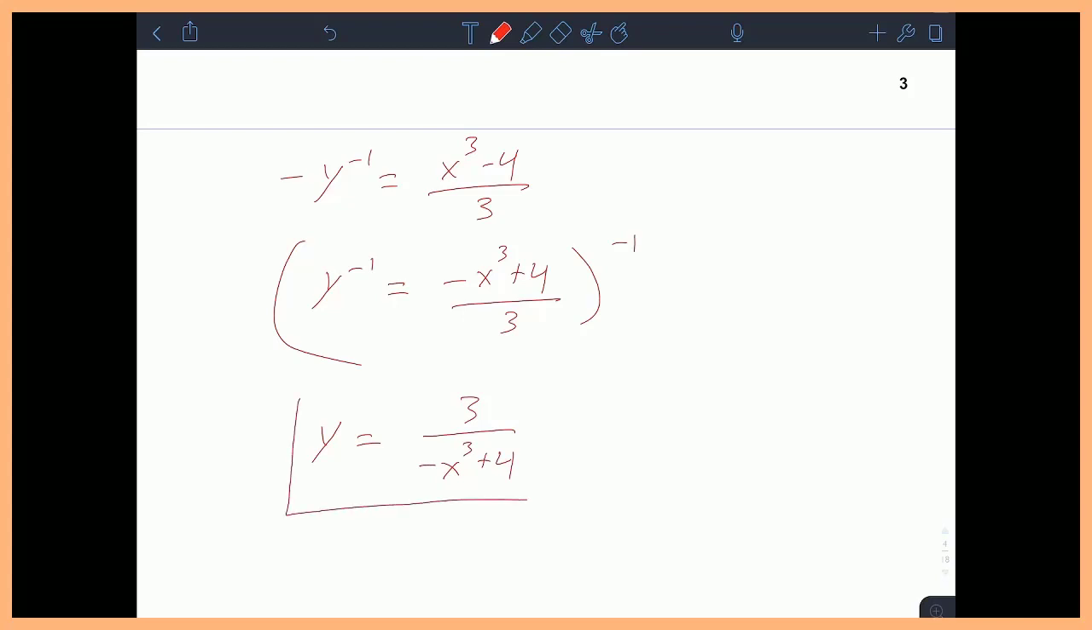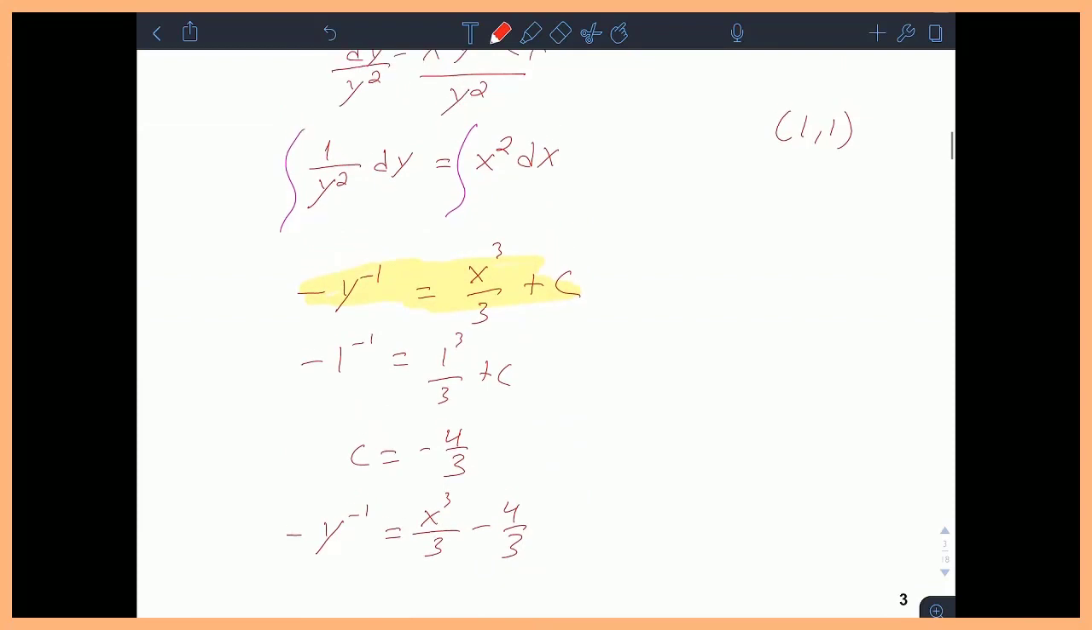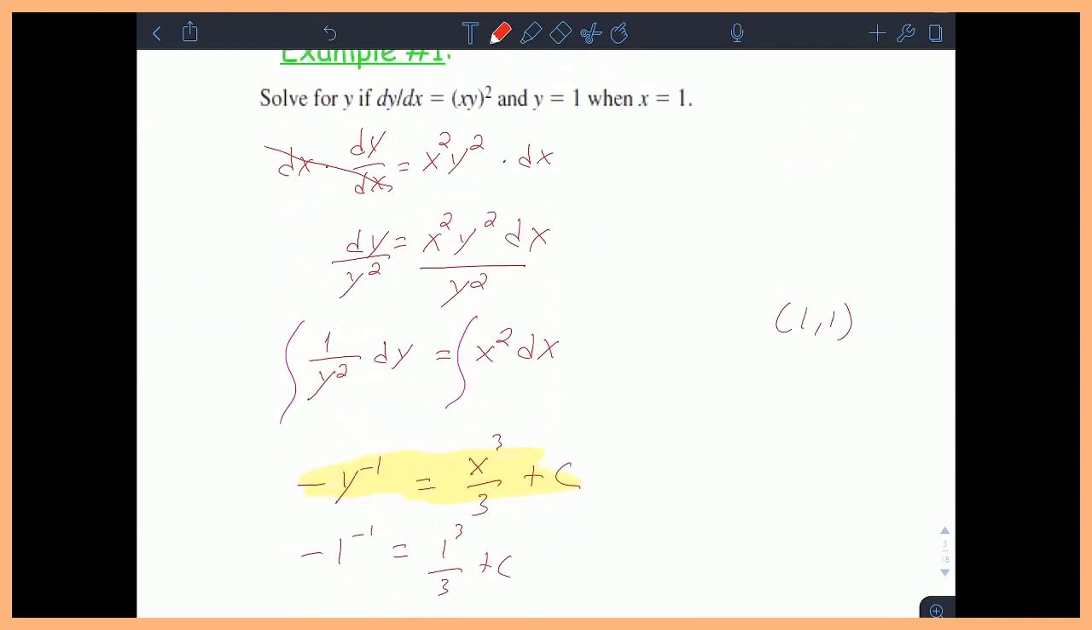So this now is the solution to the problem that this differential was solved for at (1, 1).